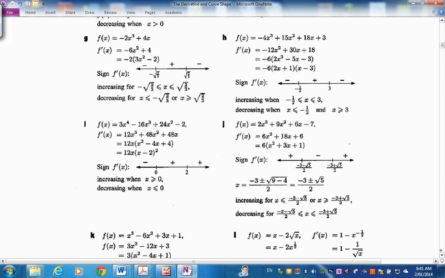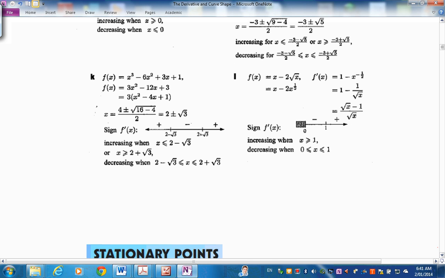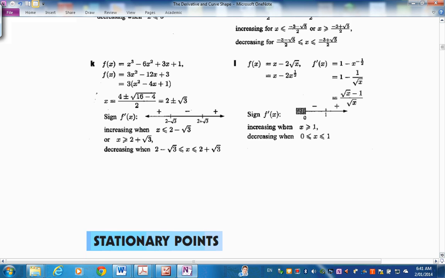G, H, I, J, and then K, L at the end there. So scroll forward and back as you do your work, and check your answers. Let's go on and see if we can put some more of this together.